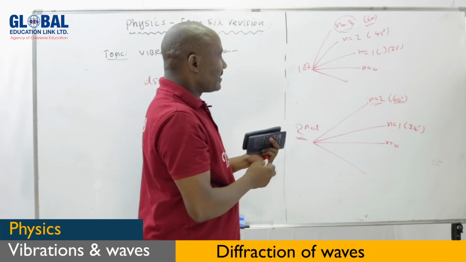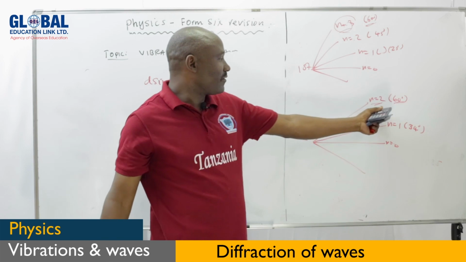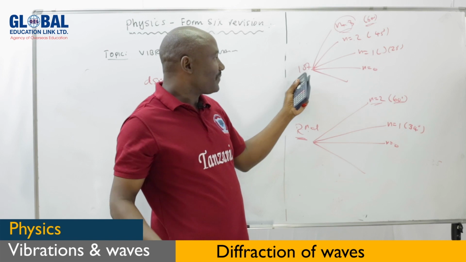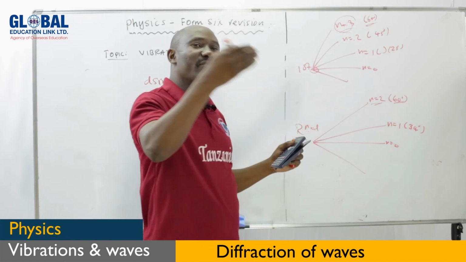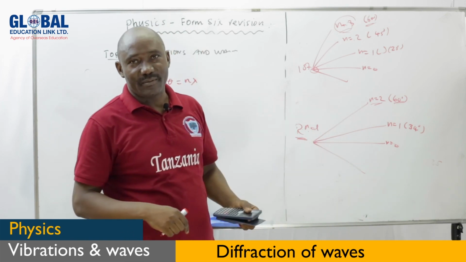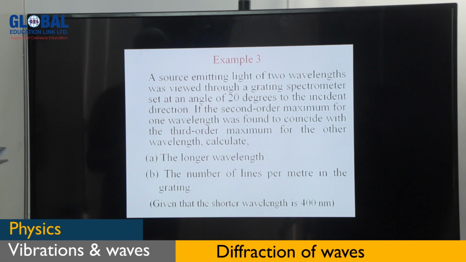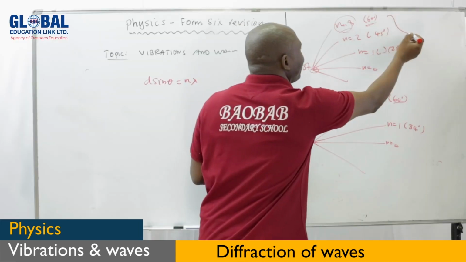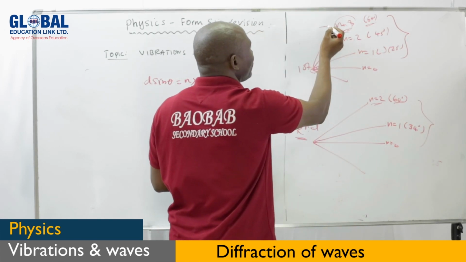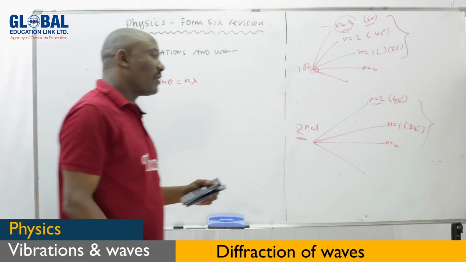You can see that the second order of this wavelength is coinciding with the third order of this wavelength. In other words, when you have the shorter wavelength, more images are produced. But when you have a long wavelength, few images are produced. So from this question, if the second order maximum has a wavelength that coincides with the third order, we should know that this one, which has many images coinciding with the few, must be for a shorter wavelength, and this should be for the longer wavelength.